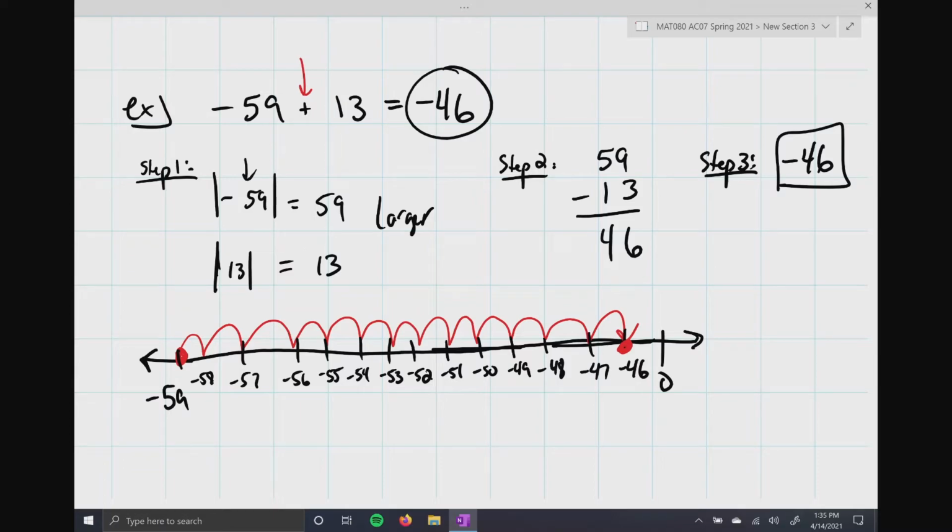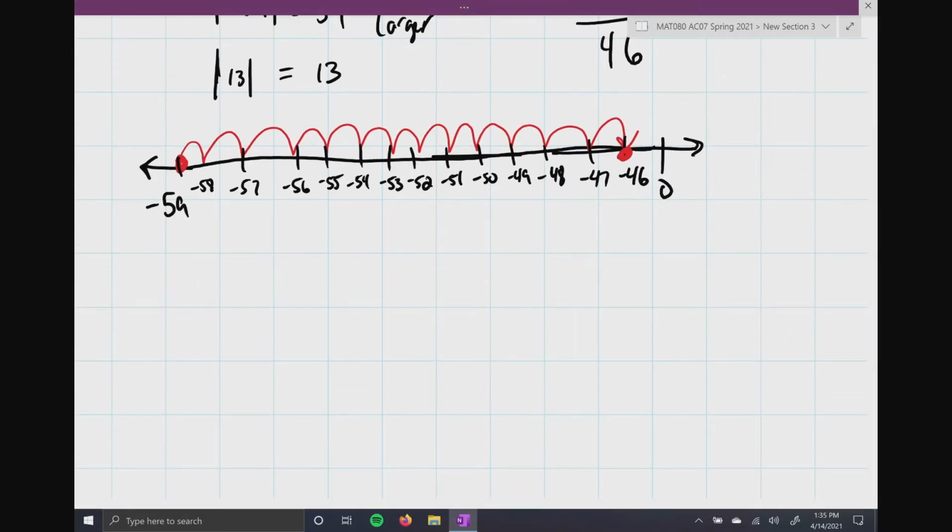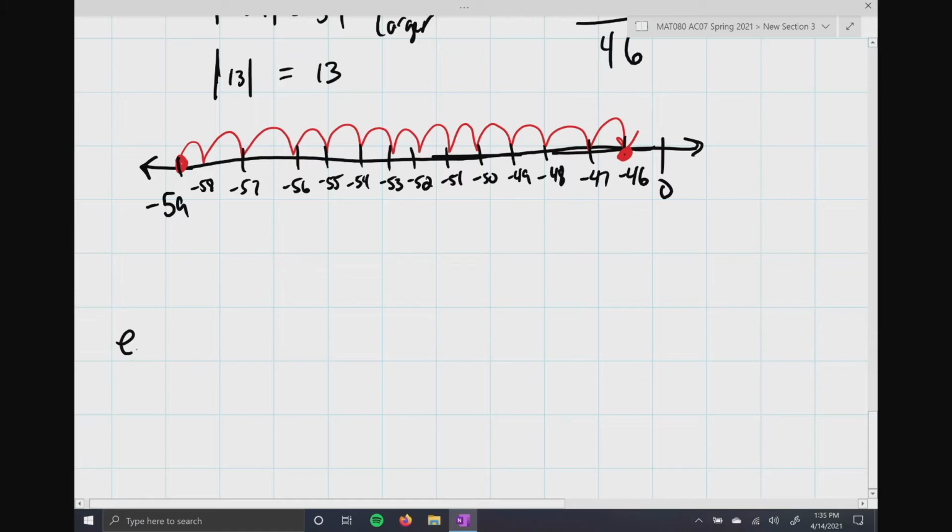All right, let's try another one here. So we're going to try 164 minus 591. So I'm going to let you do this one.